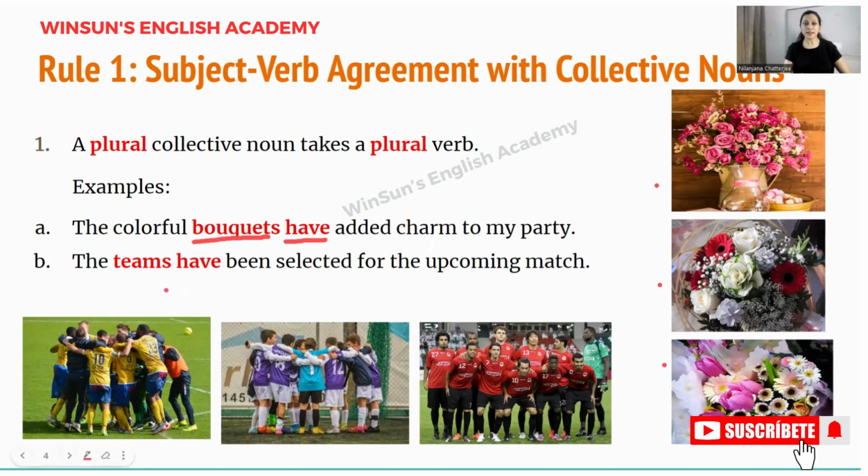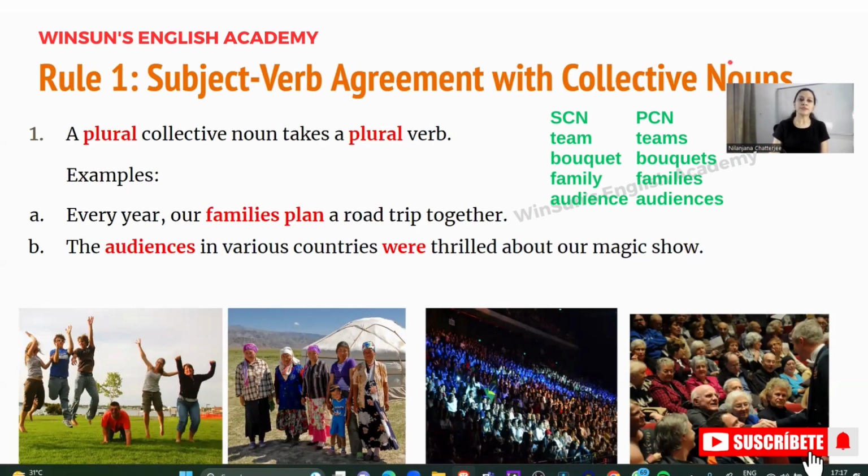Next one. The teams. Again, team, as we know, is a collective noun. Team, one team. How many do we have here? 1, 2, 3. 3 teams. So it becomes a plural collective noun. Therefore, it will take a plural verb. So we have: the teams have been selected for the upcoming match. Let's look at more examples.